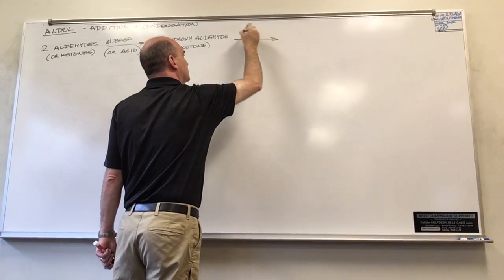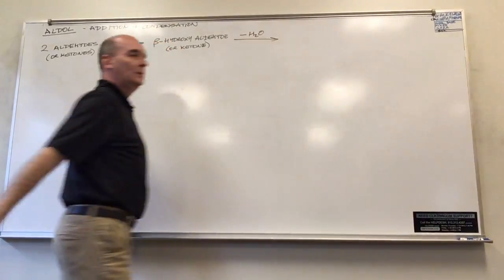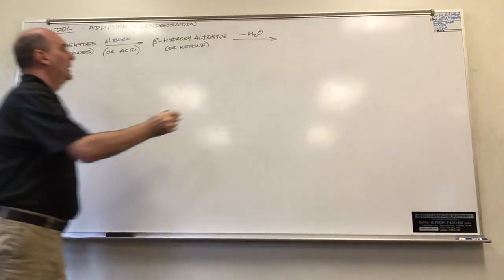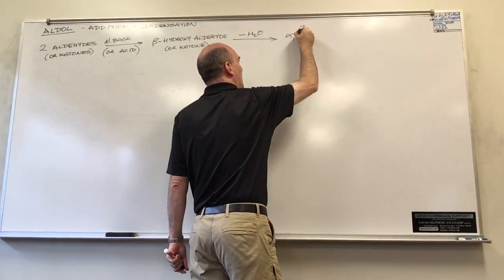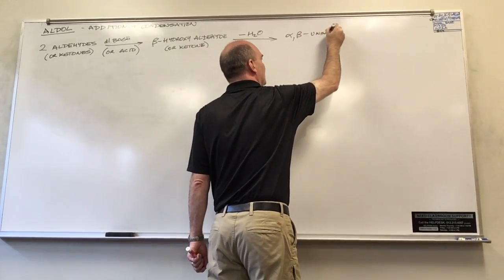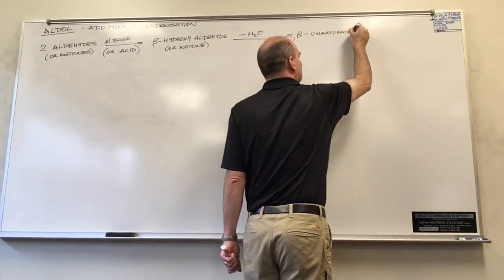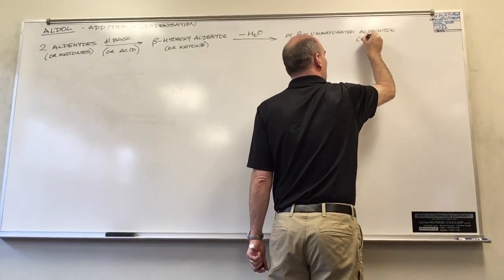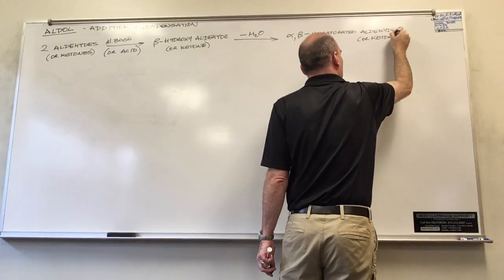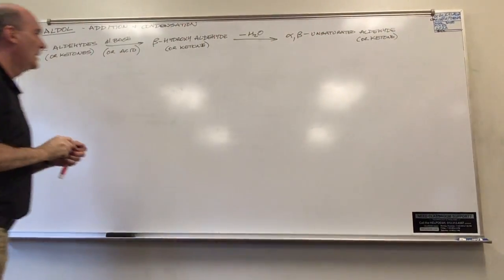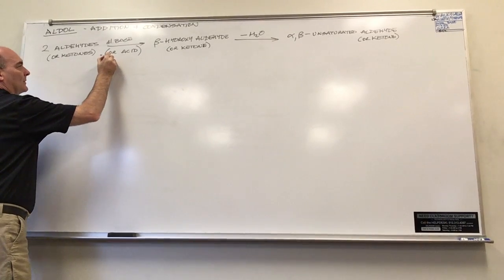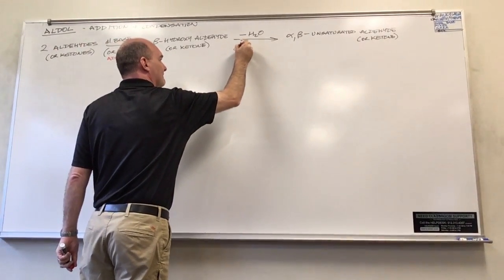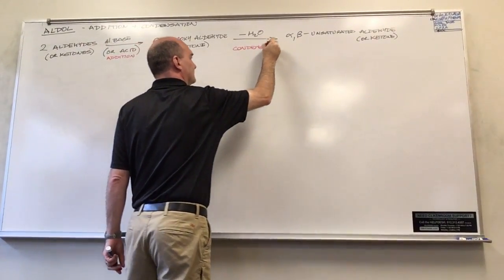And then that molecule is going to lose a molecule of water. And it's going to make a molecule that's called an alpha beta unsaturated aldehyde, again, or ketone. That's what you start with. And the first step here, that's the addition. And the second step, that's the condensation.